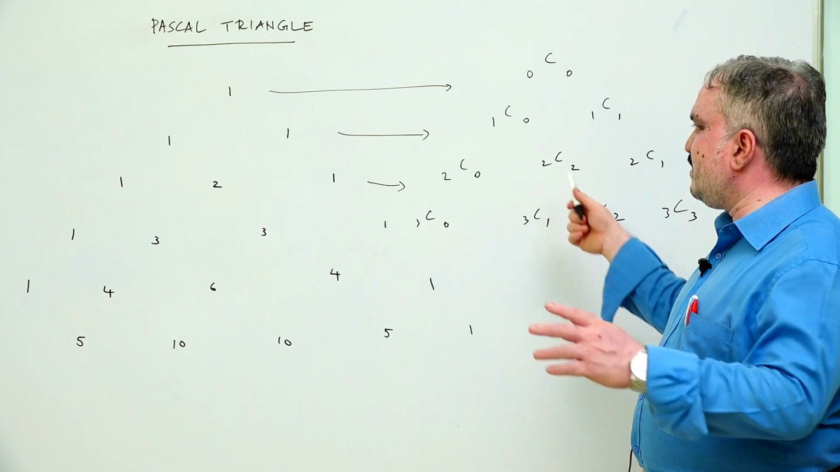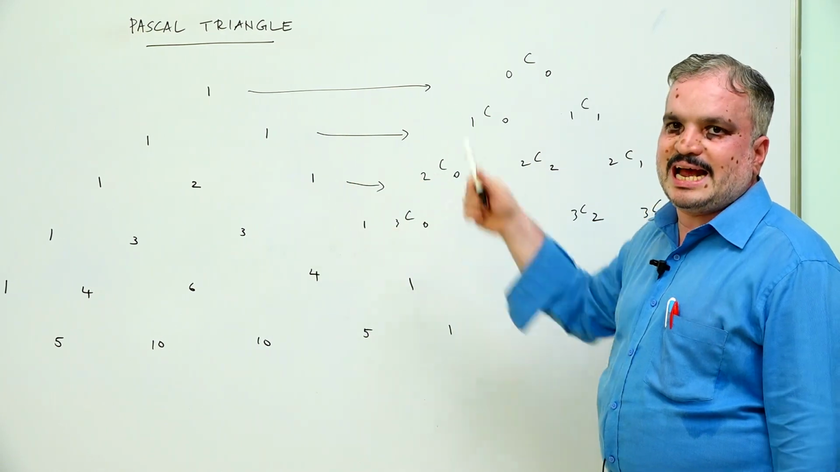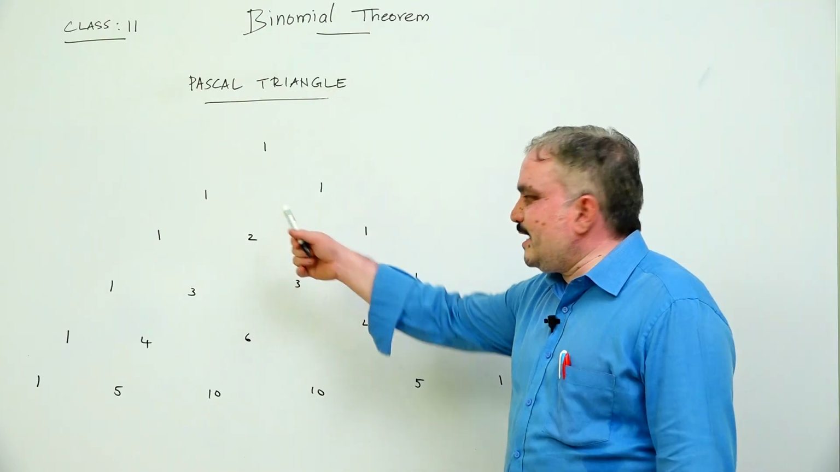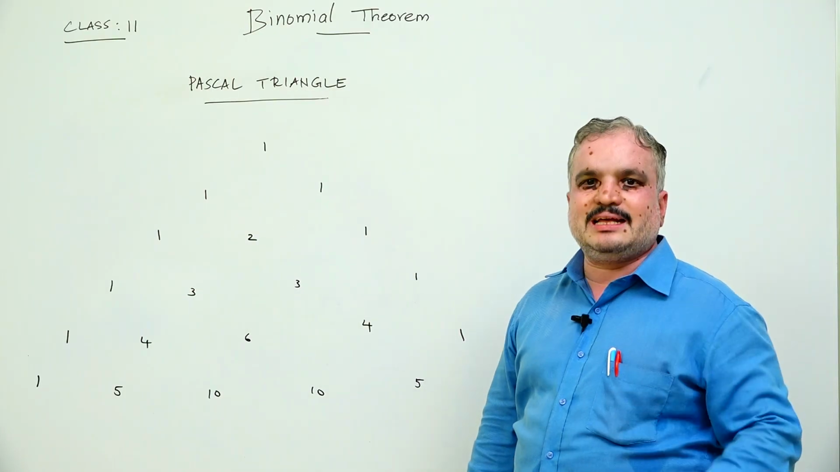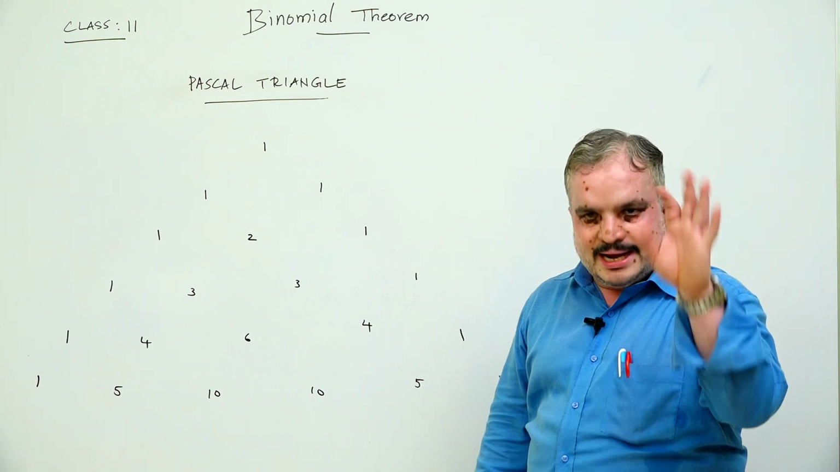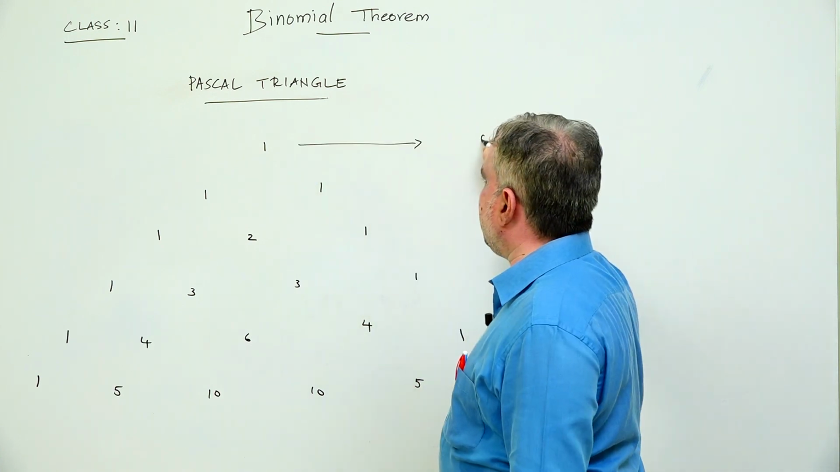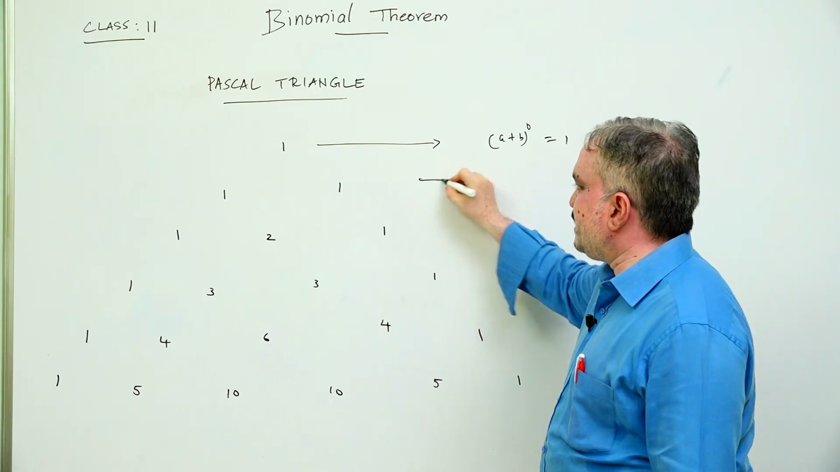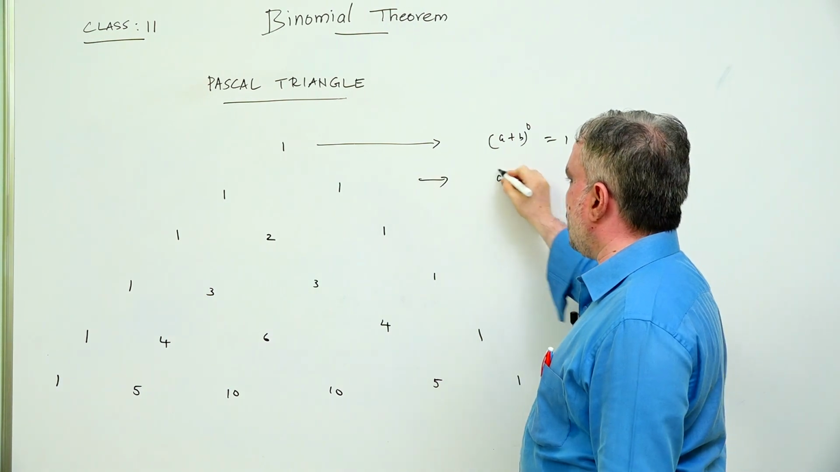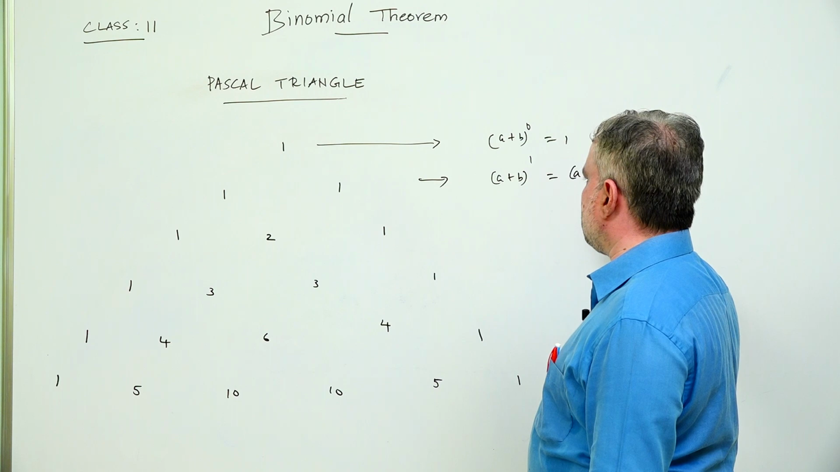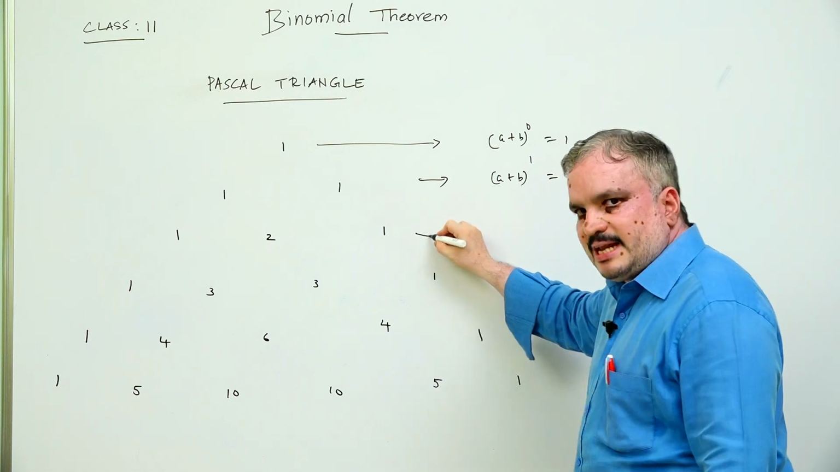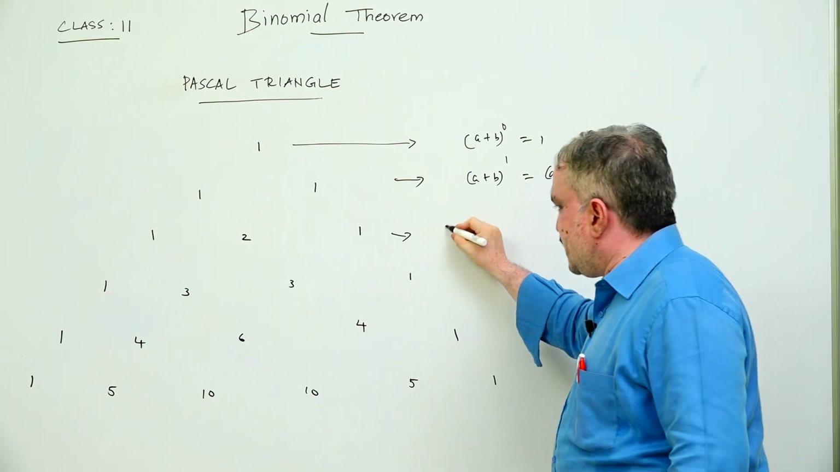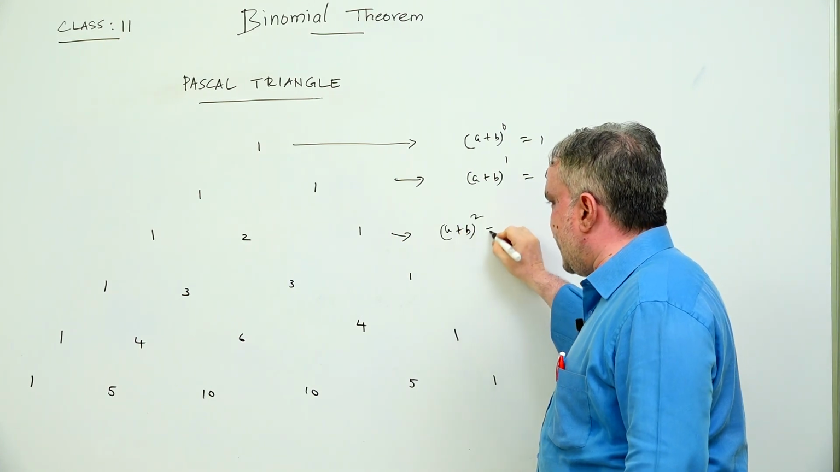This is the way we get the triangle coefficients by using the nCr formula. From the Pascal triangle we can get the binomial identities. Here, for a plus b whole power 0, we get 1. For a plus b whole power 1, the coefficients are 1 1, giving a plus b. Then we use the coefficients 1 2 1, giving the a plus b whole square identity.